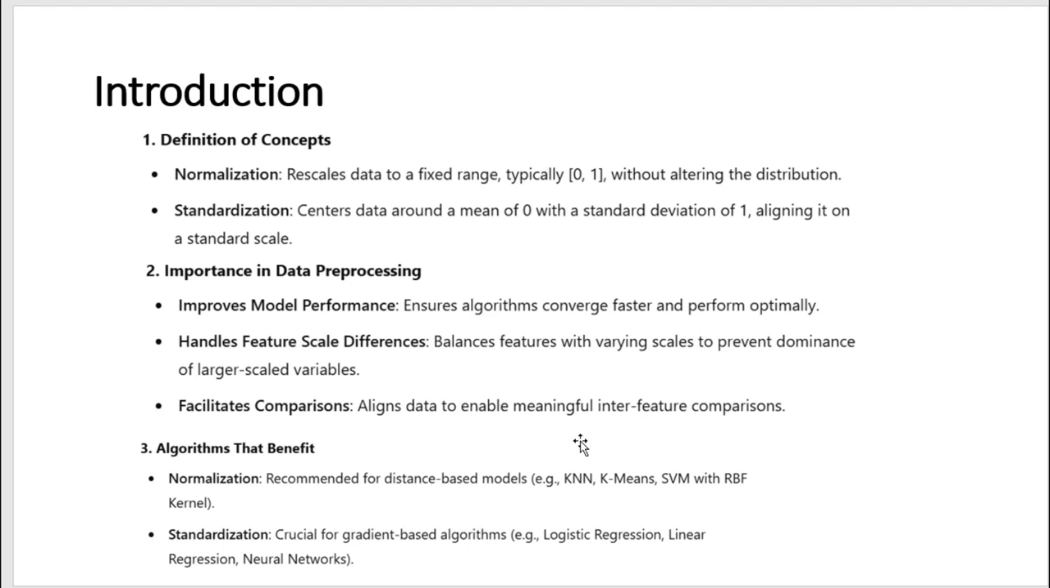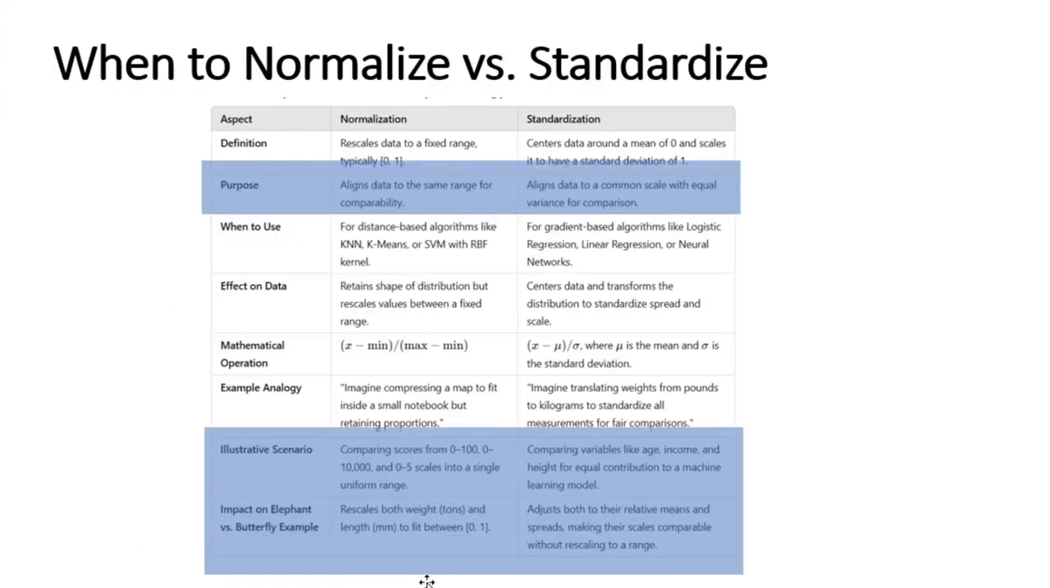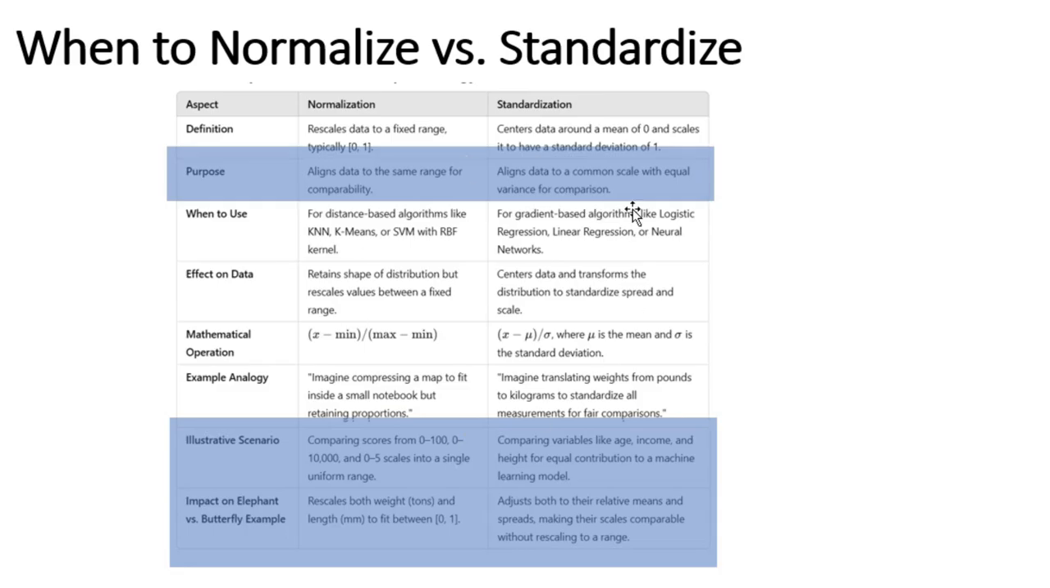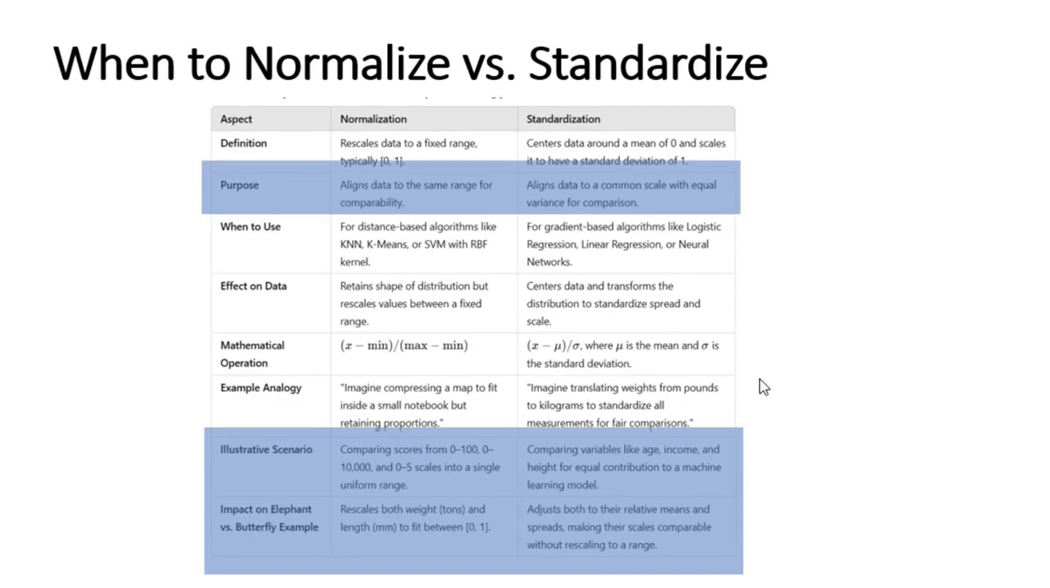The importance of standardization and normalization in data pre-processing is that it improves model performance. It handles the feature scale differences. This chart explains when to normalize and when to standardize. The purpose of normalization is to align data to the same range for compatibility, and standardization aligns data to a common scale with equal variance for comparison. You can pause the video and read all these points.